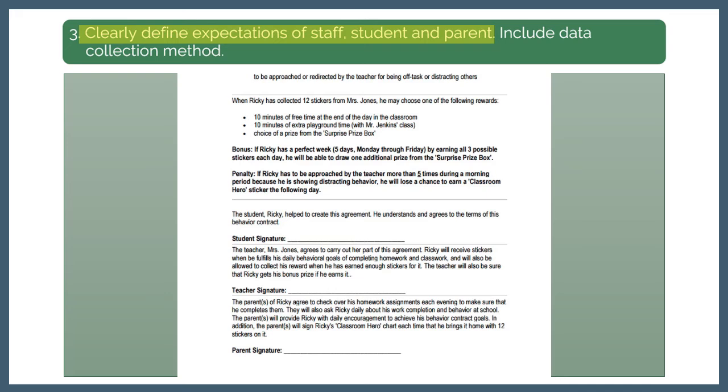There's also a clear expectation of the parent. The parent of Ricky agrees to check over his homework assignments each evening to make sure that he completes them. They will also ask Ricky about his daily work completion and his behavior at school. Parents will provide Ricky with daily encouragement, as well as sign his classroom hero chart each time he brings it home with 12 stickers on it.